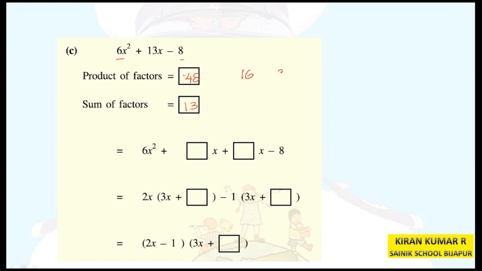16 multiplied to 3 is 48, you know that. 16 minus 3 will be 13. So we have to consider minus 3. So when you multiply minus 3 with 16, you get it as minus 48. When you add this 16 with minus 3, you get it as positive 13. So this middle term 13 is split as 16 and minus 3.